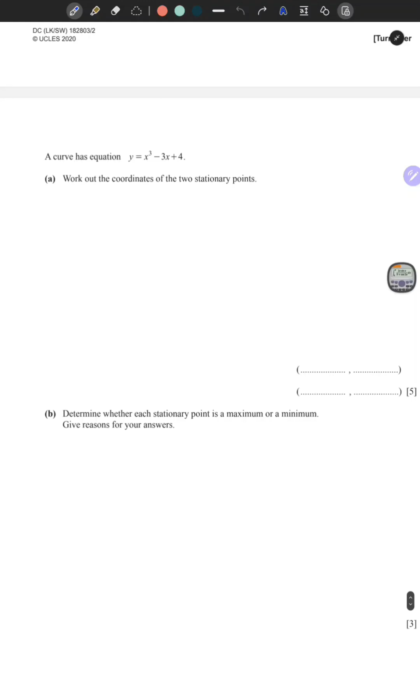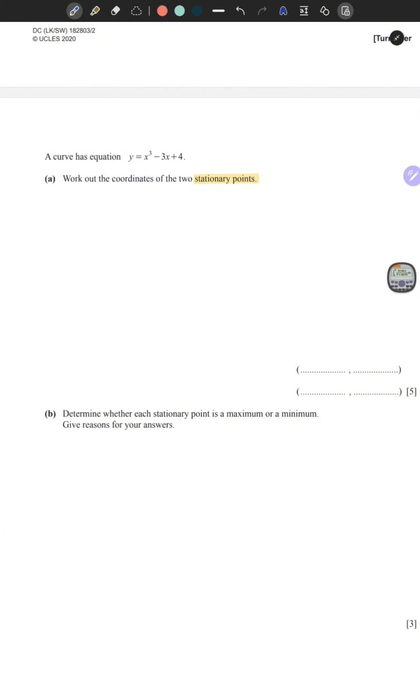The question says a curve has equation y is equal to x cubed minus 3x plus 4. Work out the coordinates of the stationary points. Alright, to find the stationary points, we need to find dy by dx. Whenever you find the stationary points, you need to find dy by dx and equate dy by dx to 0. dy by dx is the gradient. It's basically the gradient of the equation I have here.